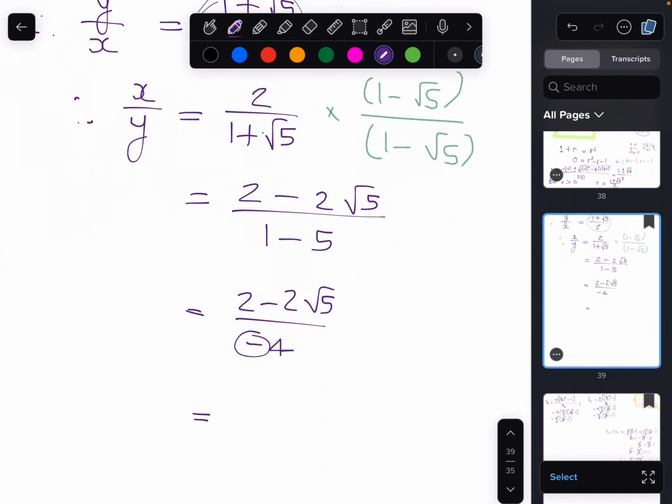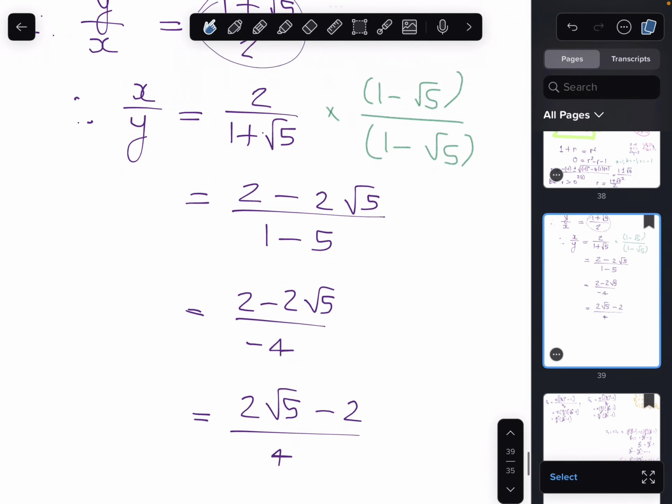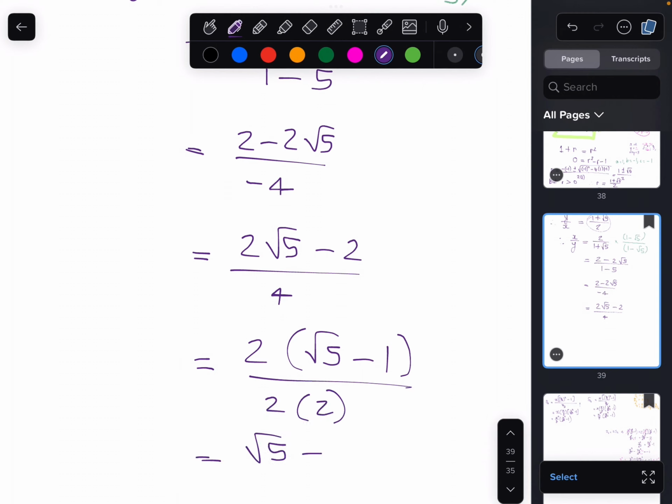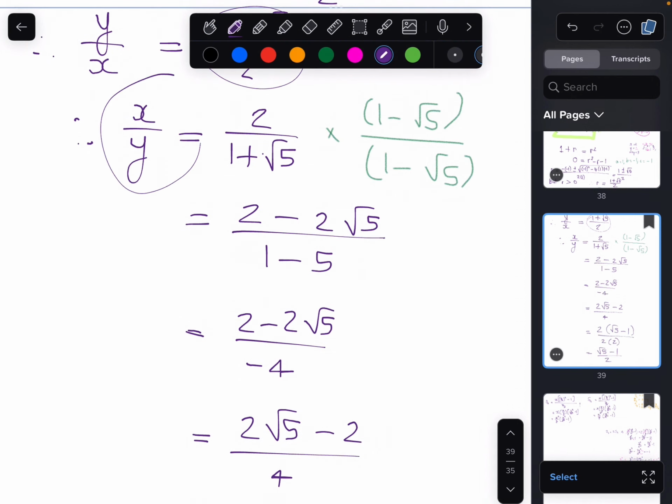This negative results in a switcheroo at the top. So these two switch around. And then of course we can factor out a common 2. And down here we'll have 2 times 2. So your final answer just becomes root 5 minus 1 over 2. That is the ratio between x and y.